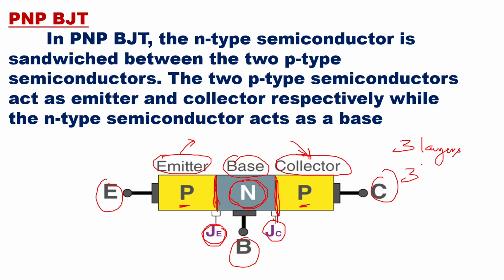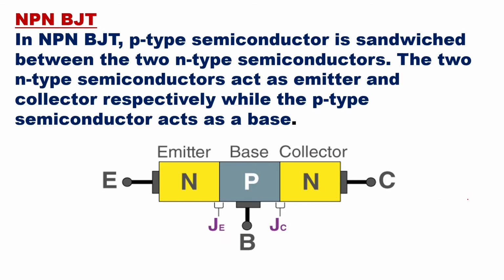Then it will be having three terminals, emitter, base, and a collector. And it will be having two junctions, junction 1 and junction 2. The first junction is between emitter and base, and the second junction is between base and collector. Same thing with NPN transistor.